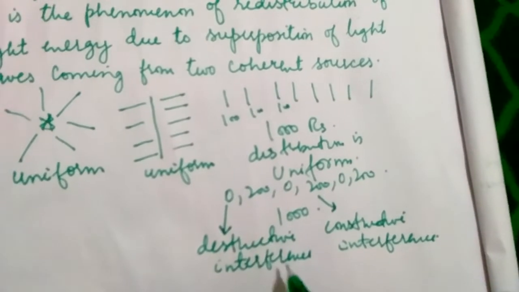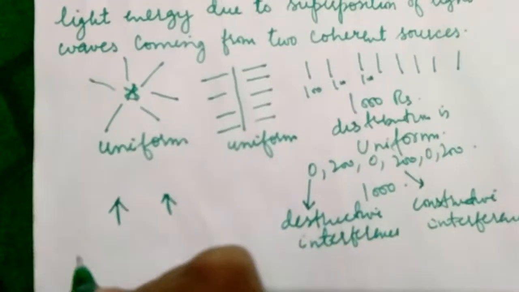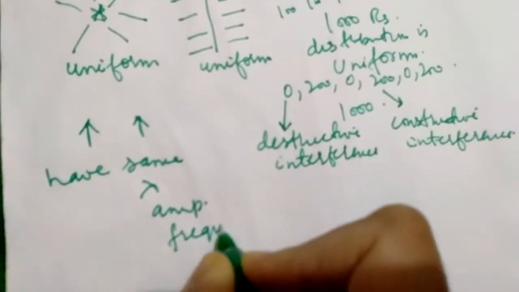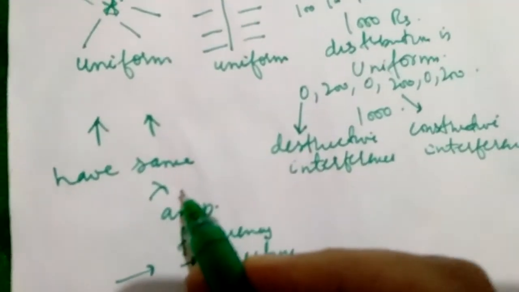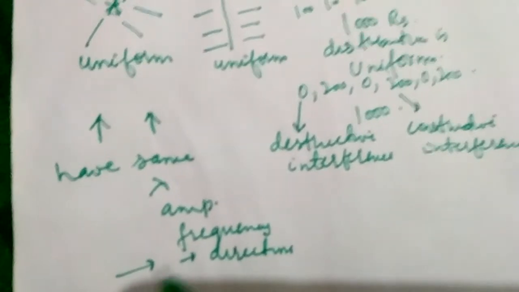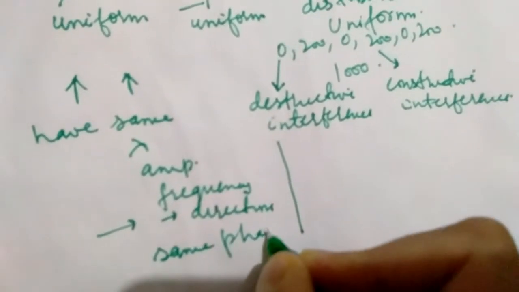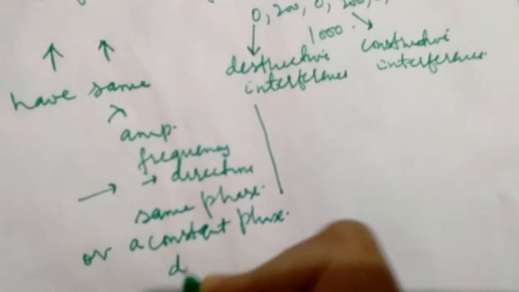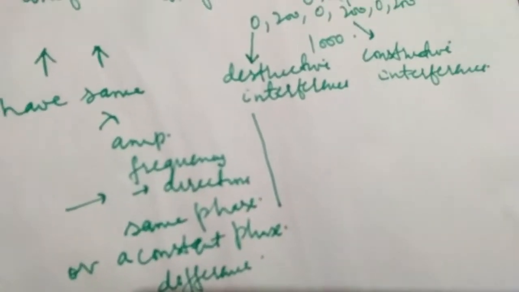Now, in order to understand this constructive and destructive interference, let's go back to the coherent sources. What are two coherent sources? Two sources of light which have, remember, same wavelength, same amplitude, same frequency, and are moving in almost same direction. Those are called as coherent sources. They have also same phase or a constant phase difference. I'm repeating, two light sources of same wavelength, same amplitude, nearly same frequency, moving in the same direction, having same phase or a constant phase difference are called as coherent sources.